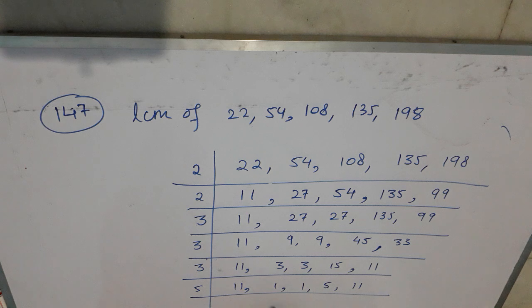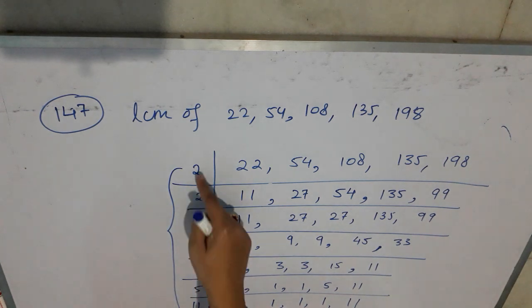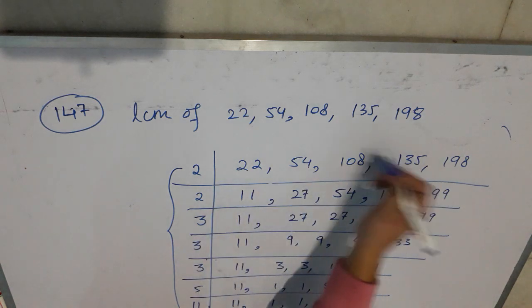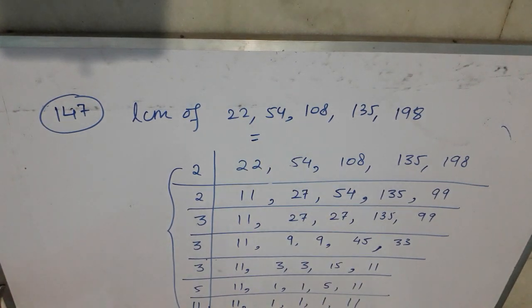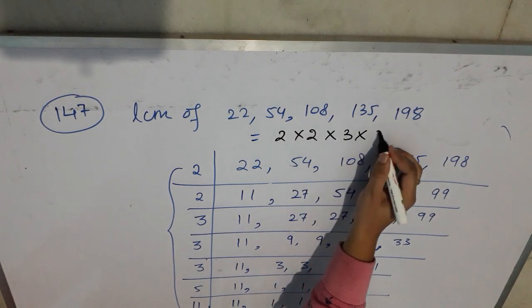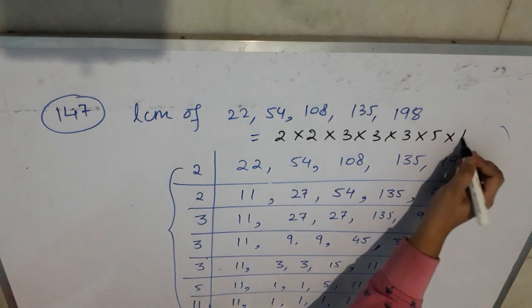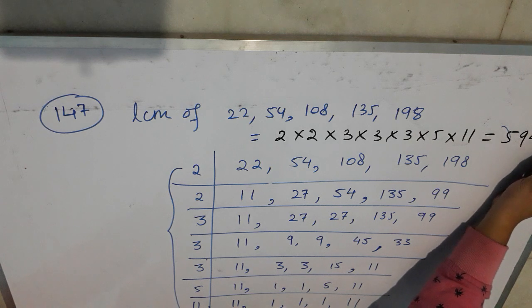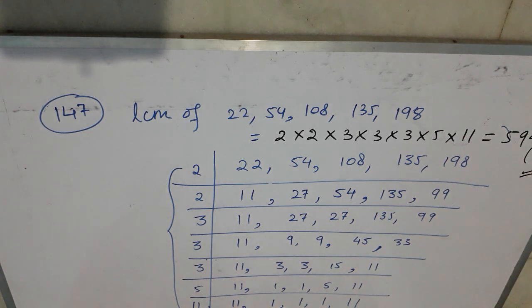Now there are two numbers, 5 and 11, so let's take 5 first: 1, 1, 1, 1, 11, and then 11 at the last. It will be 1, 1, 1, 1, 1, 1. When we take the product of all these numbers, that will be the LCM. So what will be the LCM? LCM will be equal to 2 into 2 into 3 into 3 into 3 into 5 into 11. When you multiply all these numbers, you will get 5940, and that is the answer C.